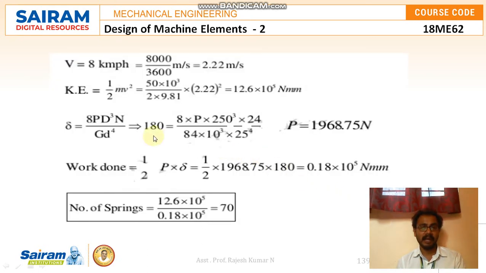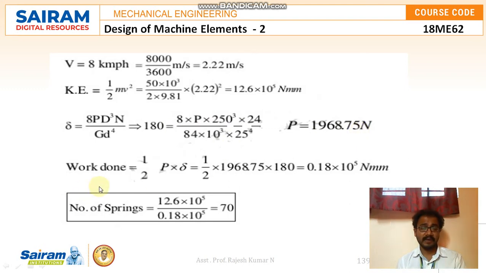You can see the 180 mm is the displacement, which we can call a deflection. So 180, that is the deflection, which is equal to 8 into, since we do not know P, the D value is known, that is 250, the N value is nothing but 24, the rigidity modulus value is 84 gigapascal, so 84 into 10 power 3, and the diameter of the wire is 25. So substituting all these values, P will be the unknown. After simplifying, we will be getting the P value as 1968.75 Newton.